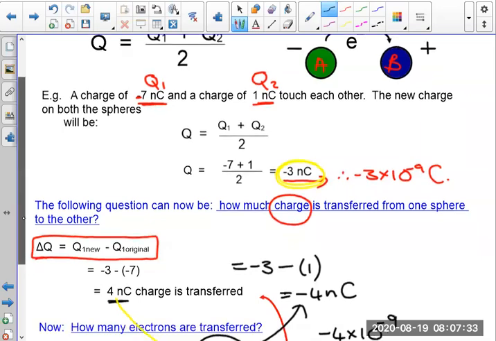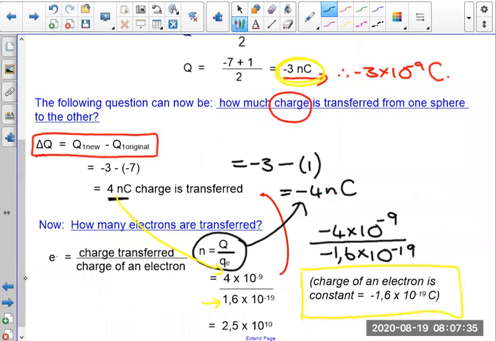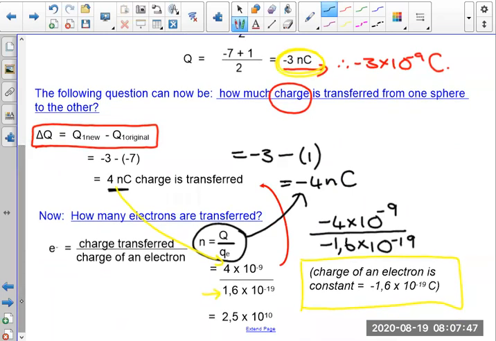Step 2 is we work out the amount of charge transferred. You have to remember it's delta Q equals the new charge minus the original charge. And then step 3 must be the equation that we use, n equals Q over Qe. So those are the steps that we need to remember when any two charges are going to touch each other. Okay, so remember that.